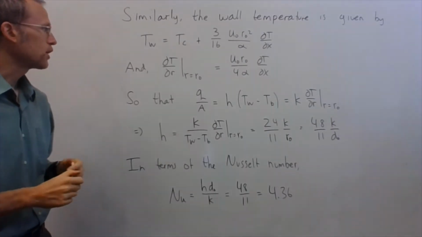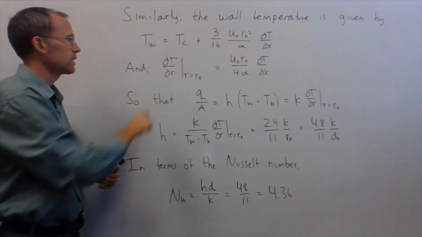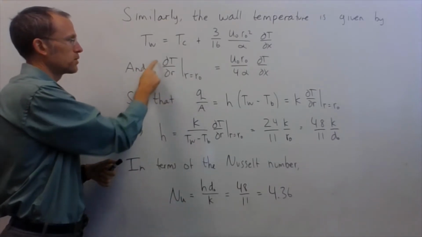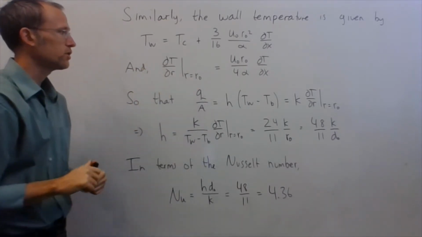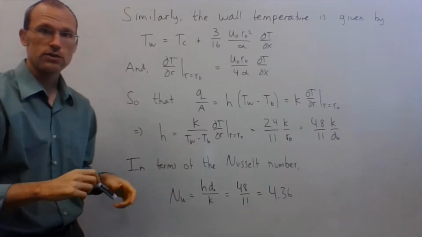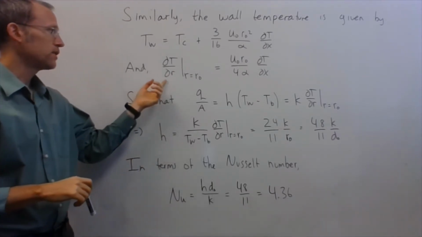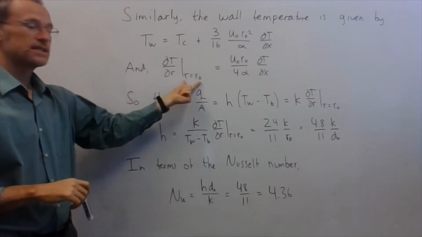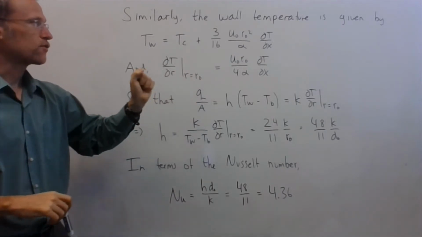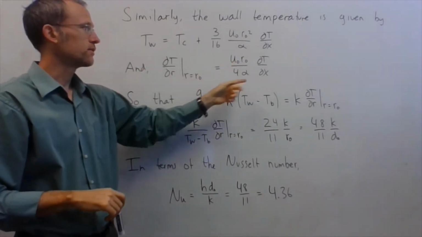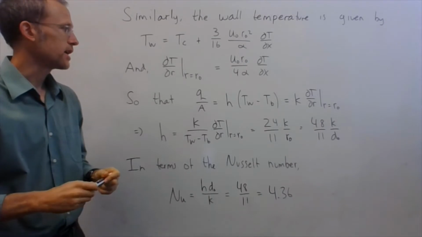So obviously it's going to heat up or cool down as the fluid moves through it and takes heat away from it. The other thing I really want to know is what the temperature gradient is at the wall. So dT/dr at r equals R0. Again, I can find that using that temperature distribution, take the derivative d by dr, and then set r equals R0. What we get from that is U0 R0 over 4 alpha, dT/dx.